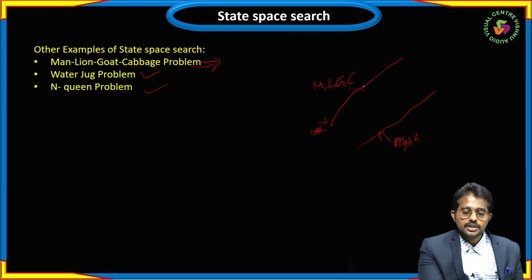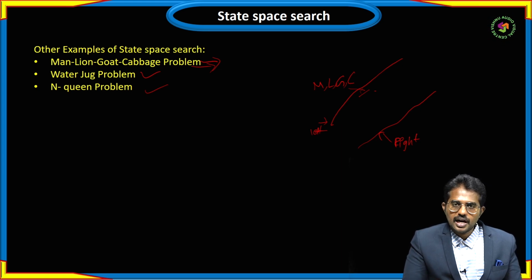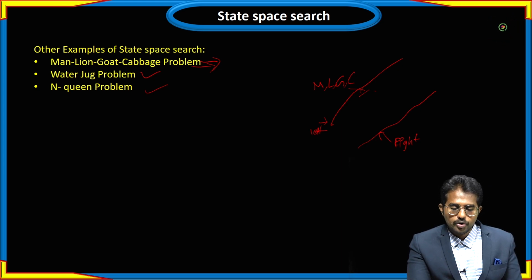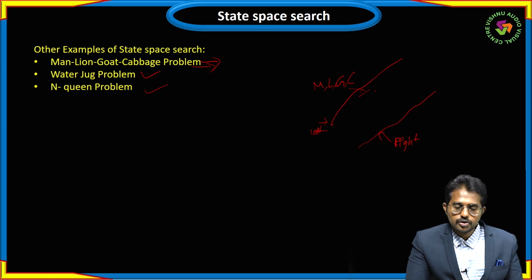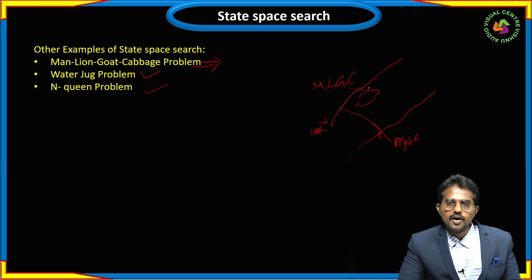These four objects, man, goat, lion and cabbage, are present in the left bank and I have to move them to the right bank. We have a boat here. This boat has minimum space, so it can hold two objects, that is, either man and lion, or man and goat, or man and cabbage.